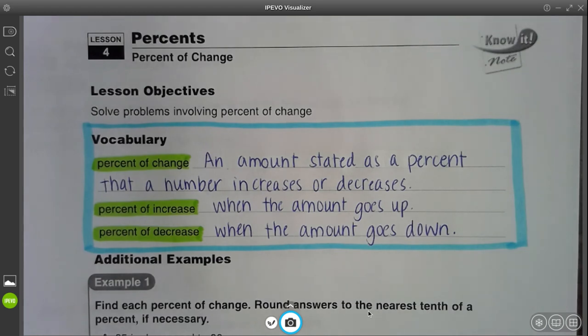Okay, here we are. This is lesson 4. So we are skipping section 3 in this chapter. So we're just going right into percent of change. Okay, so what is percent of change?